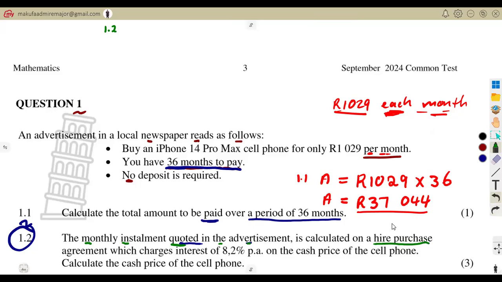The moment you're dealing with hire purchase, what do you think about? You think of simple interest. Remember your introduction, simple interest. I mentioned hire purchase there also, which agrees or which charges interest of, so you know that, per annum.